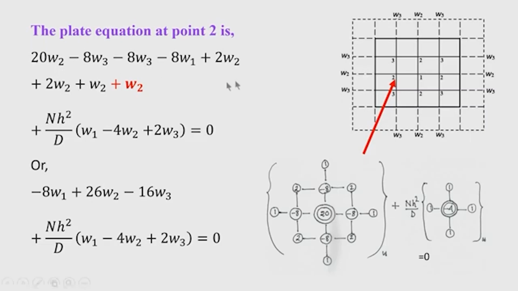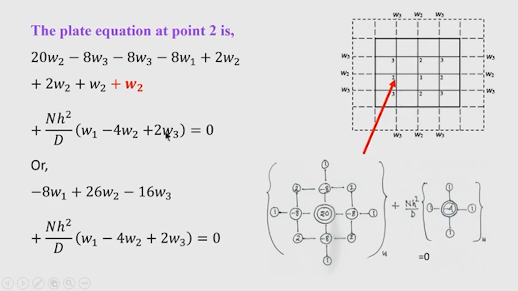So, the plate equation is now written like that: 20 W2 minus 8 W3 minus 8 W3 minus 8 W1 plus 2 W2 plus 2 W2 plus 2 W2, and this W2 is coming due to the imaginary point. And now the buckling part is written, because this node is placed here, this node is placed here. So, minus 4 W2 minus 4 W2, and there you are getting the other points, say this is W3 and this is W3.